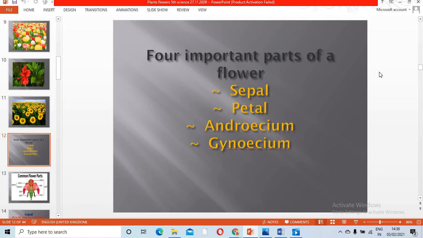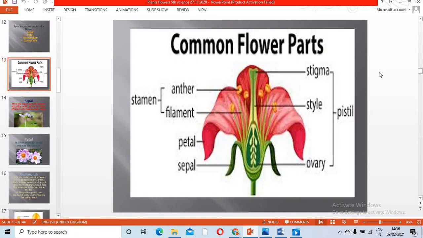Now we'll move to the next slide, and these are the 4 parts placed inside a flower. On your right hand side, you will see the pistil. This is the female reproductive part. Can you see the arrow mark? Stigma, style. Style is a tube-like structure, and then you have the ovary. So in the slide it is clearly shown.